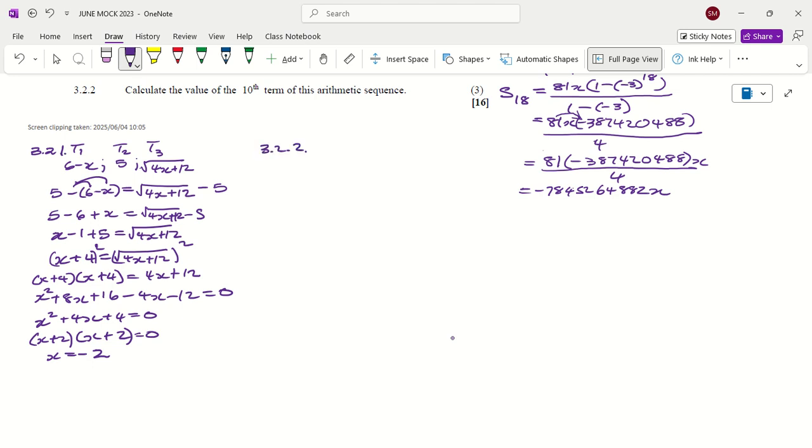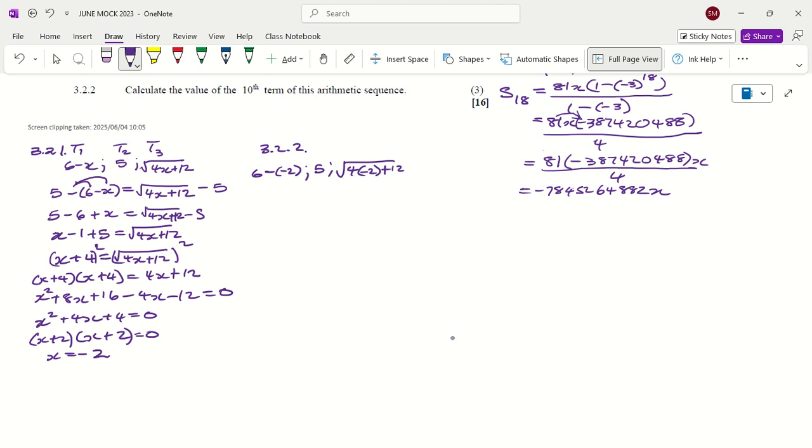3.2.2. The question says calculate the value of the 10th term, right? And guys, for you to find the 10th term, we need the first three terms of the sequence, right? And we know x is what? It's negative 2. So meaning we're going to say this is 6 minus negative 2. That's the first term, right? And then 5 is the second term. Then the third term is going to be 4 times negative 2 plus 12.